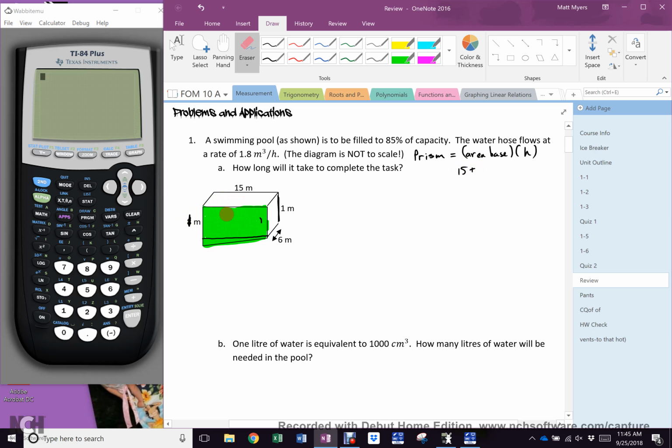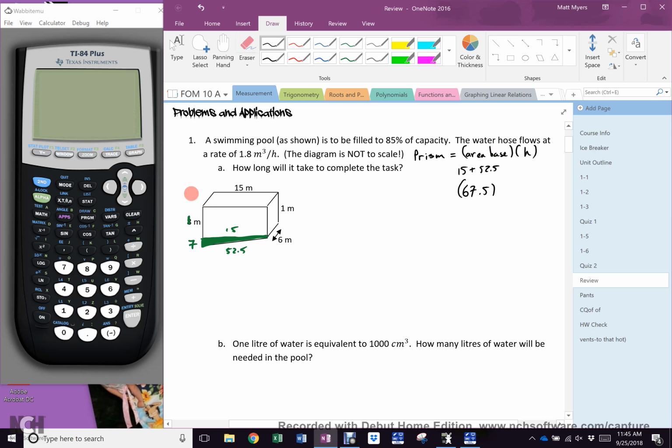There's this bottom triangle down here. If this is 1, how long is this little bit? 7. How long is this? 15. That is half a rectangle. 7 by 15 is 105, but you cut it in half to get 52.5. So you will add 52.5 for a total of 67.5 for an area of the base.